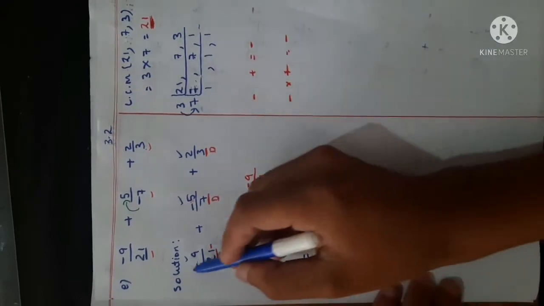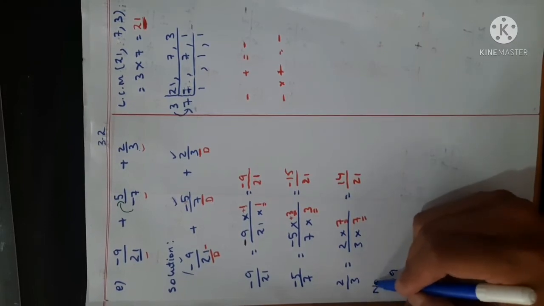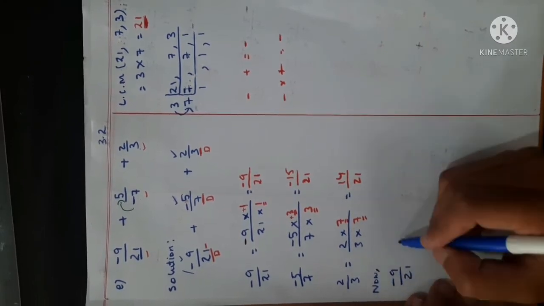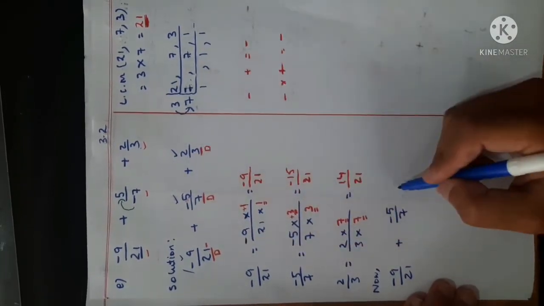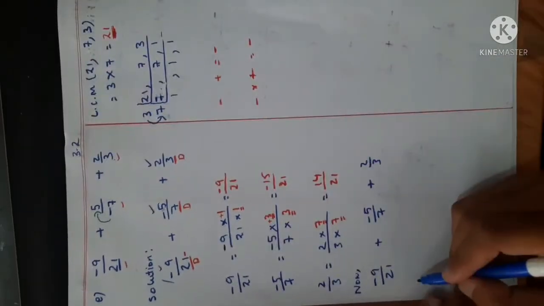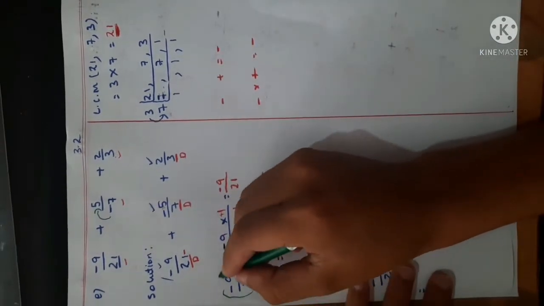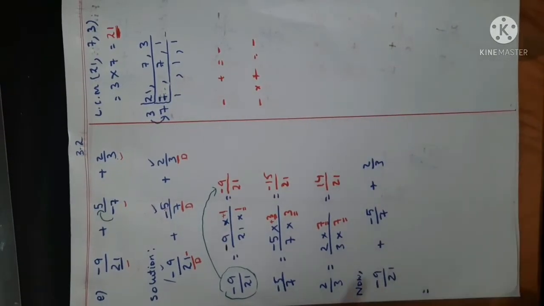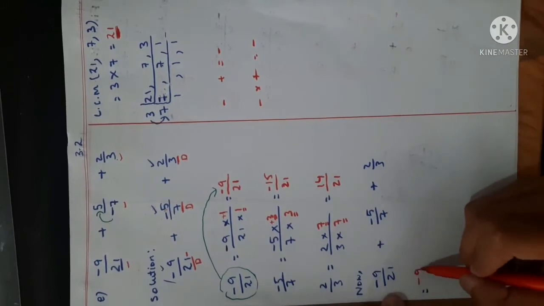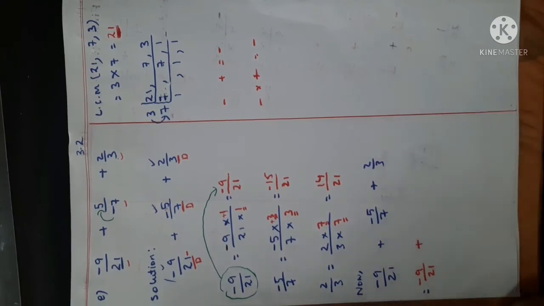So we just write this expression here again. Let me write it now: minus 9 by 21 plus minus 5 by 7 and plus 2 by 3. This will now be equal to, here, minus 9 by 21, we have written it as the same, minus 9 by 21, isn't it? So we just write minus 9 by 21 as it is. This is a plus sign, so we write plus.